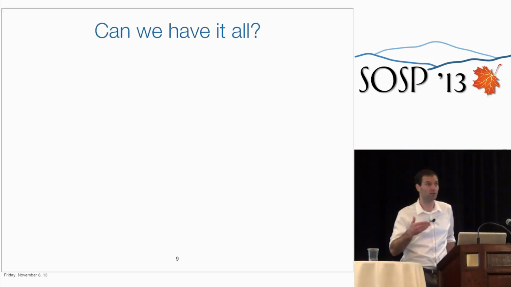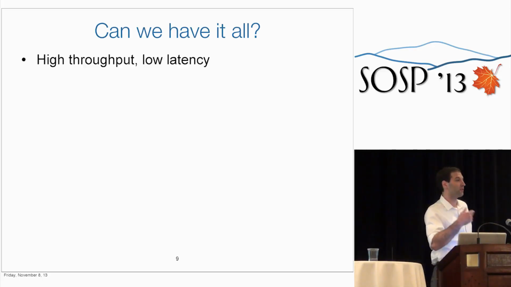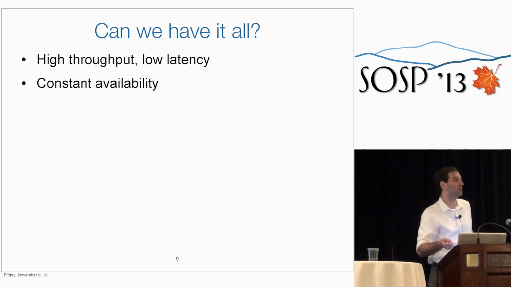So the question is, can we have it all? And this is the question that motivated our research. Can we have the nice throughput and low latency of Multi-Paxos, but without losing the constant availability of Paxos?